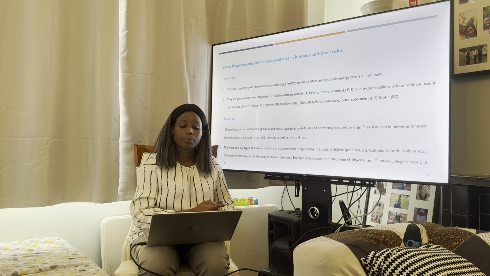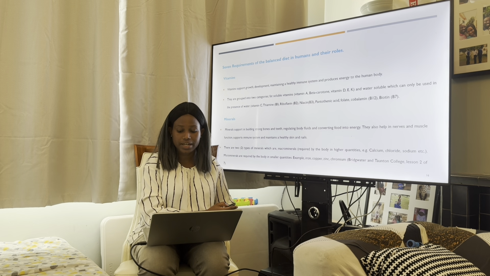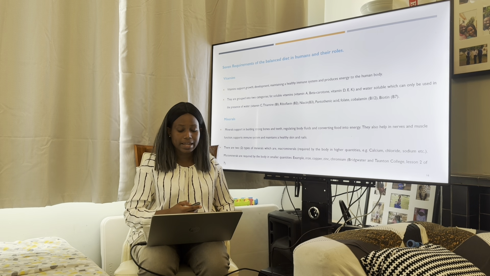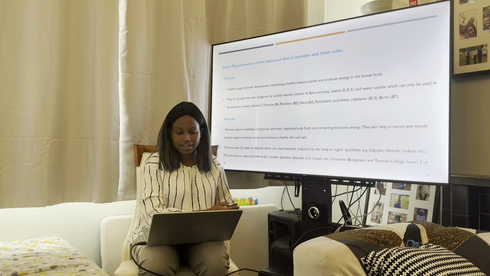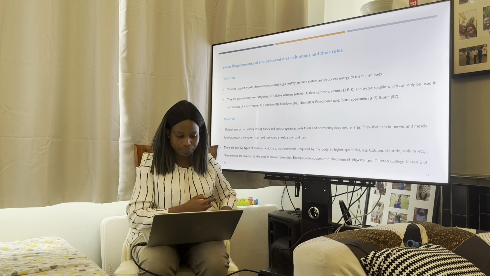Vitamins. They support growth and development, maintain a healthy immune system, and produce energy for the body. They are grouped into 2 categories. First, fat soluble vitamins: vitamin A, beta carotene, and vitamins D, E, and K. And water soluble vitamins, which can only be used in the presence of water: vitamin C, thiamine, and the rest that can be seen on the screen.